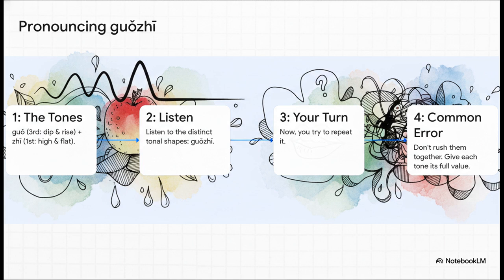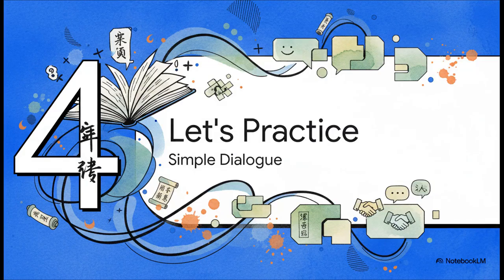Yeah, that's it. A really common mistake here is to just rush the two sounds together so they blend. You have to make sure you give each character its full, distinct tone. Let's try it one more time. 果汁. Excellent work, everyone.